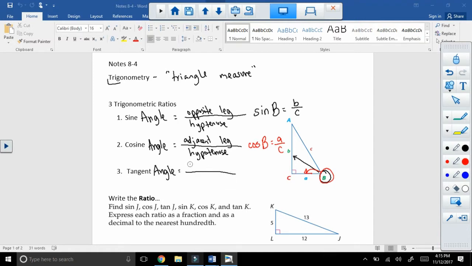And then lastly, the tangent of an angle is equal to the opposite leg divided by the adjacent leg. And in this case, we'll still stick with angle B. The tangent of angle B equals the opposite over the adjacent.